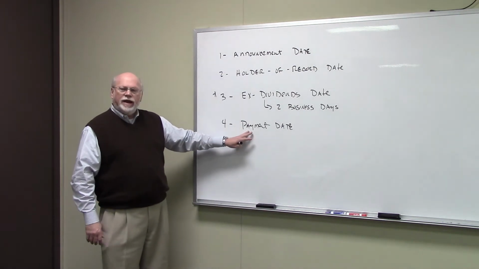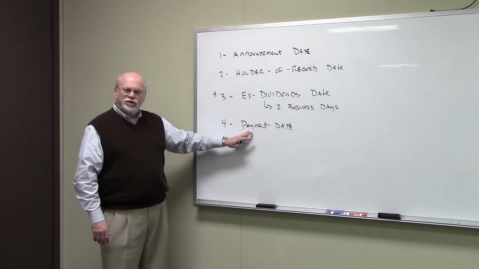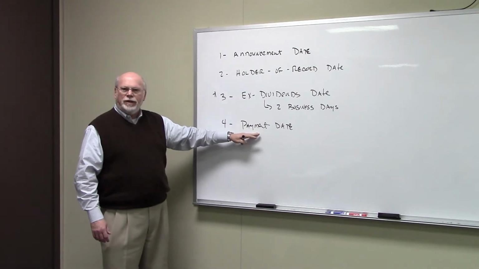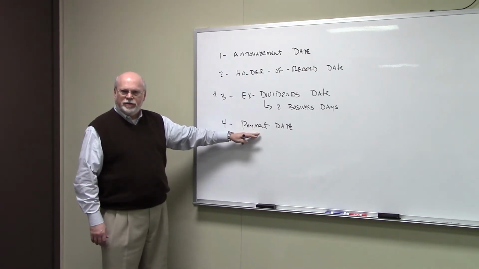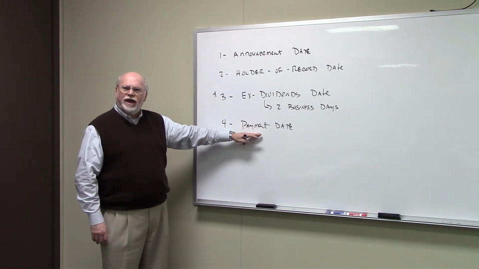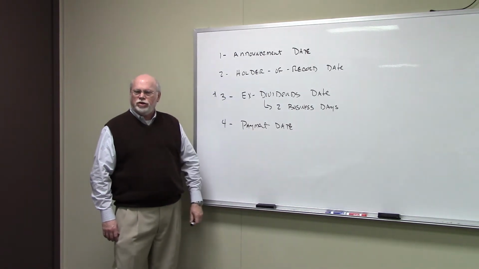They're also going to announce the payment date. So the holder of record date might be the 4th, and the payment date might be the 20th of September. And that's the date where they're actually going to send the dividends out, pay the dividends to the shareholders.